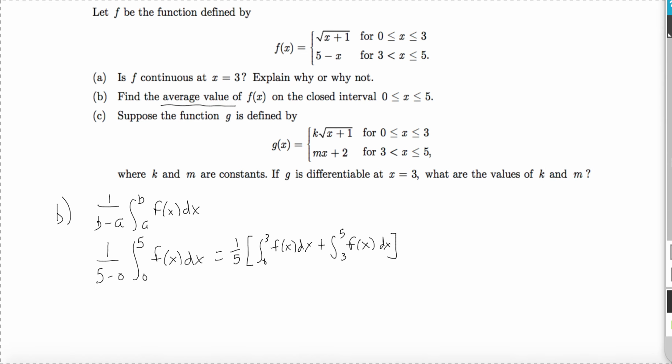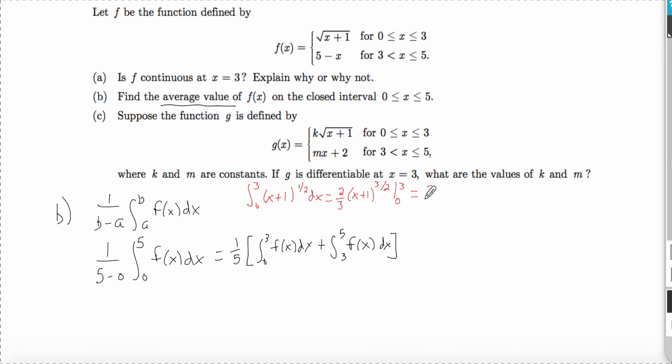We need the integral from 0 to 3 of f of x dx. From 0 to 3, it's going to follow x plus 1 to the half power, right? dx. So let me take the antiderivative of that. That'll give me x plus 1 to the 3 halves, but then divide by my new exponent, so that'll give me 2/3, evaluated from 0 to 3.